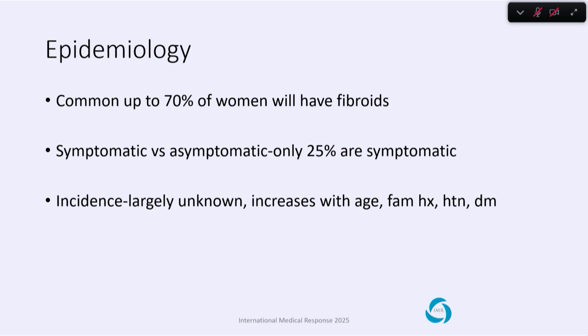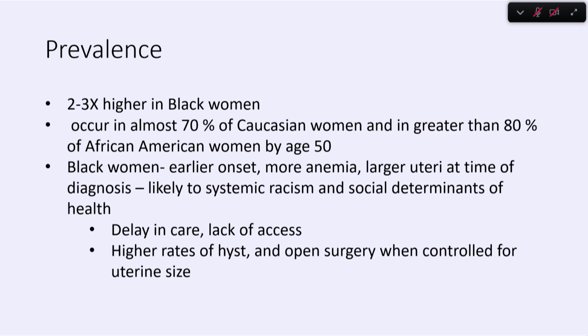They are very, very common, and we think up to 70% of women globally will have fibroids, but only 25% are symptomatic, so we actually don't really know how many women have fibroids because many can be asymptomatic. Again, the incidence is largely unknown, but it increases with age, family history, hypertension, diabetes, and some chronic conditions. It's 2 to 3 times higher in Black women, and it occurs in almost 70% of Caucasian women and in greater than 80% of African American women by the age of 50.